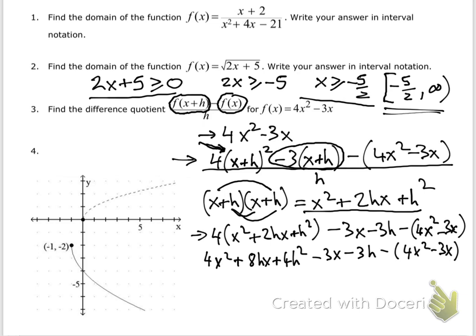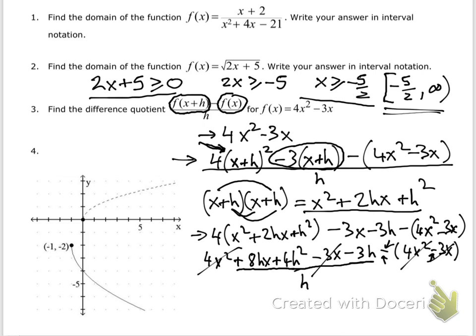But now, this is what's going to happen. The 4x squared here, you're going to minus the 4x squared here. The negative 3x here, think about subtracting a negative 3x. That's adding a 3x. So negative 3x plus 3x, again, that'll go. Now, the clue here is that notice that everything that I have left has an h in it. Okay, so remember, all this is still over h.